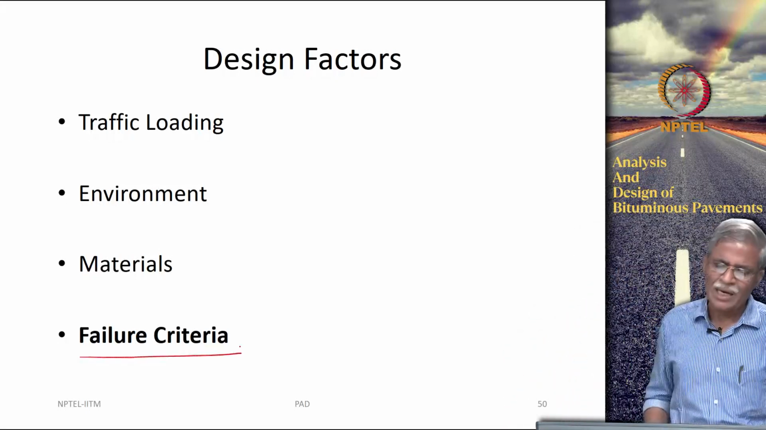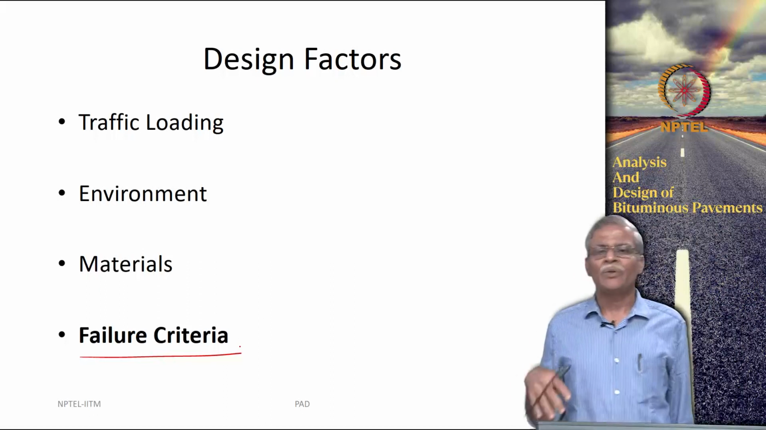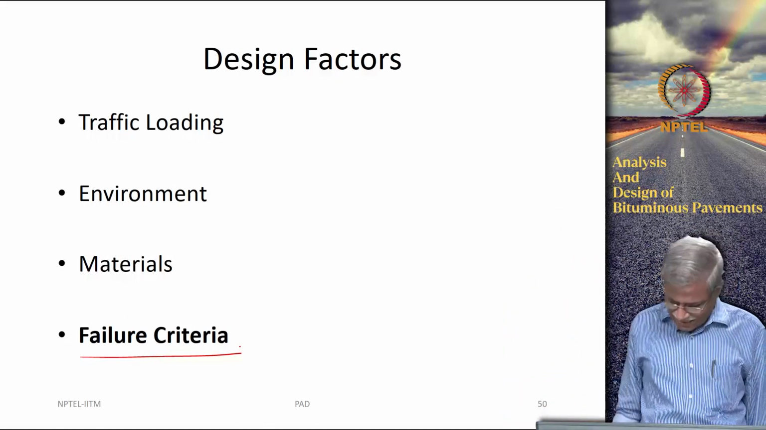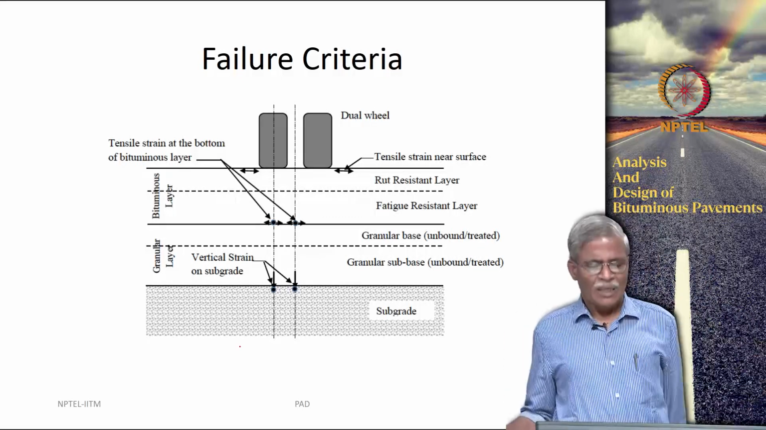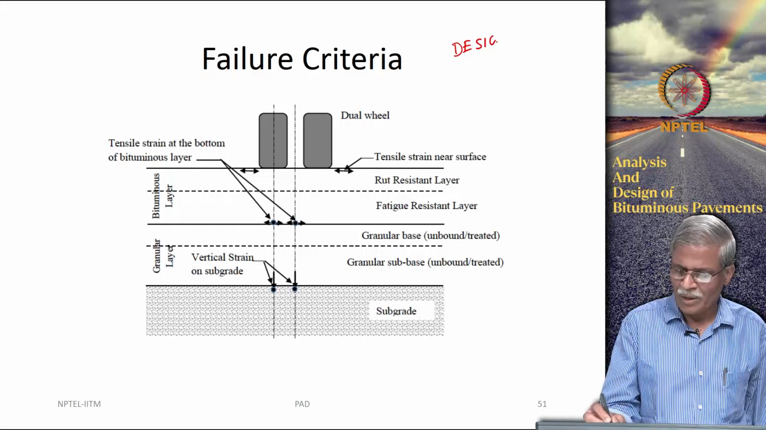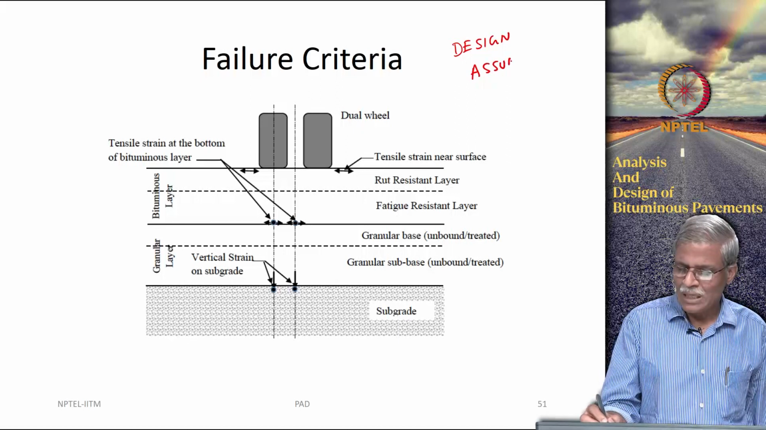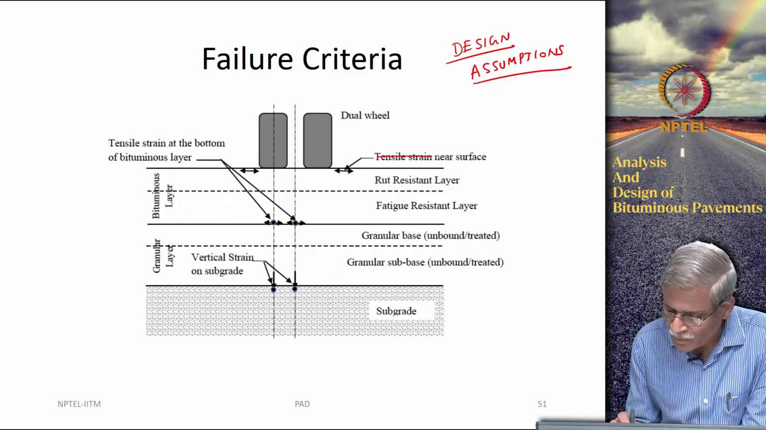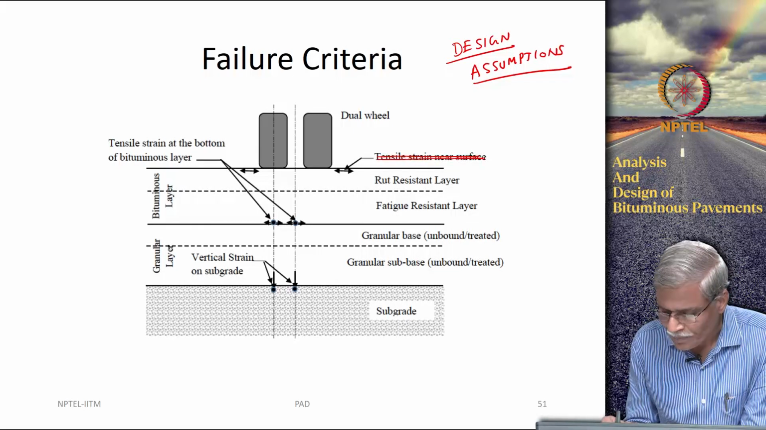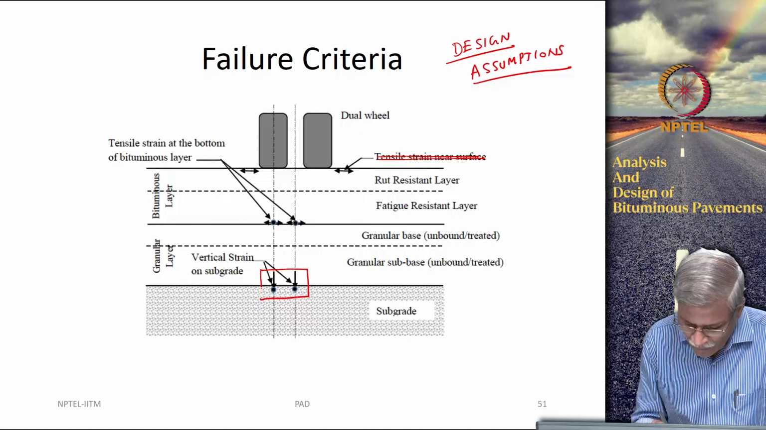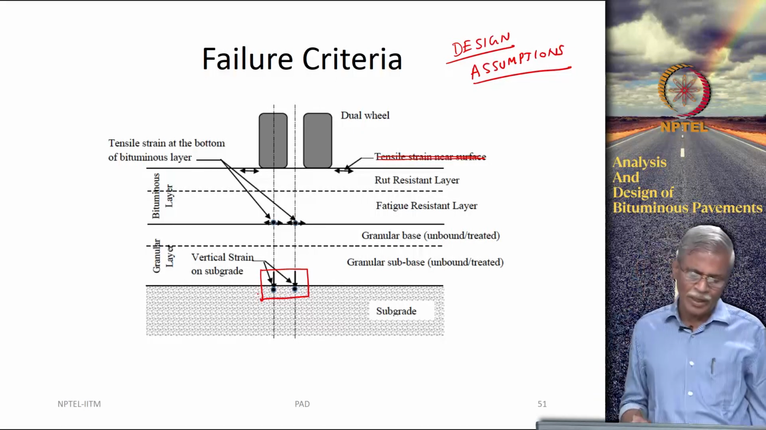Now, we come to the last design factor, and then after that we will get into the stress analysis part. So, now the failure criteria is, I am just going to go back to our IRC 37 cross section. So, need to understand, this is the design assumption that is made here. Please focus your attention here, because this is very important. For a moment I will remove this, I will not worry about this. Now, first we will focus our attention here, vertical strain on the subgrade. So, keep this in mind.